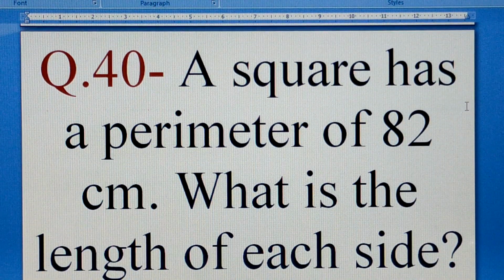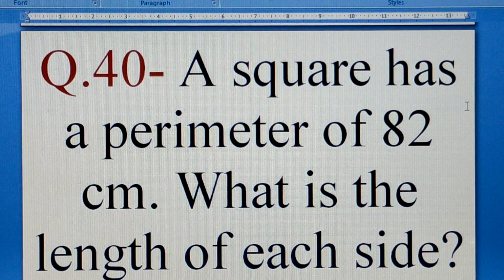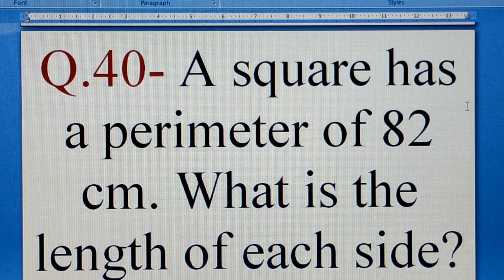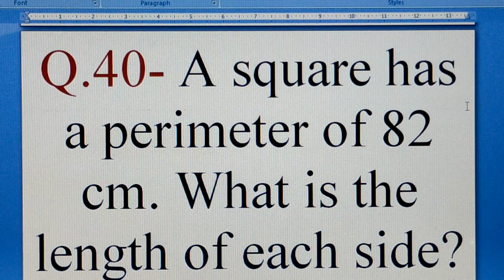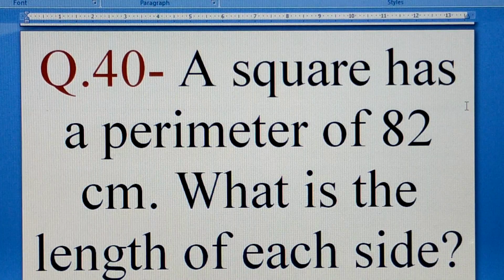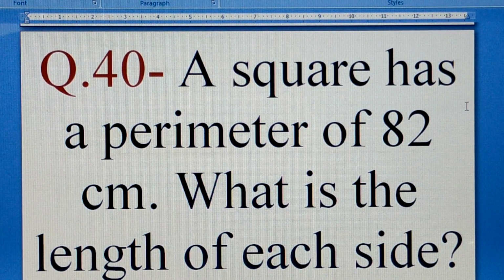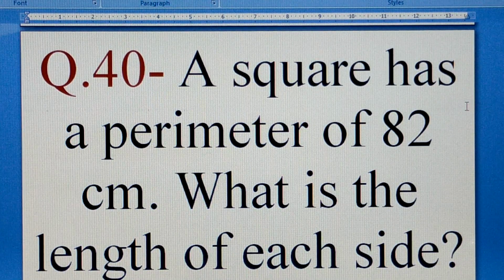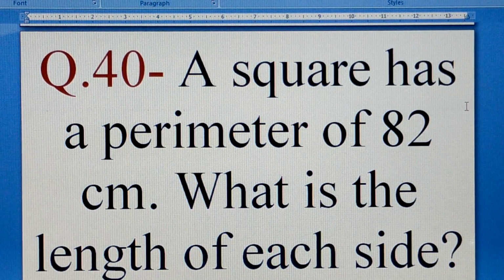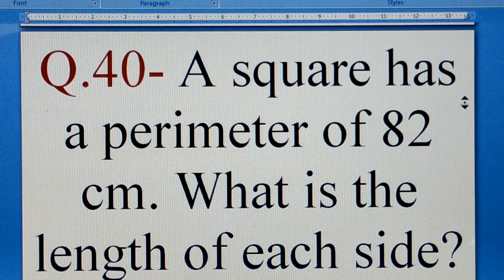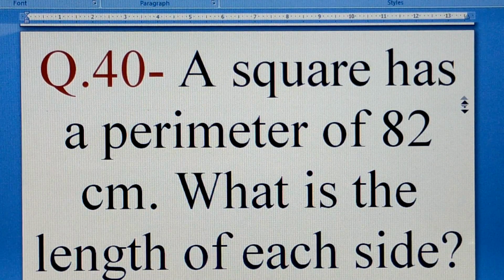Question number 40. A square has a perimeter of 82 centimeter. In the previous question it was 80 centimeter. Now it is 82 centimeter. You have to find out what is the length of each side. Simply, you know this thing very well. A square has 4 sides and all the 4 sides are equal. When the total length of all the 4 sides is given as 82 centimeter, then you can do it. You have to do it yourself.